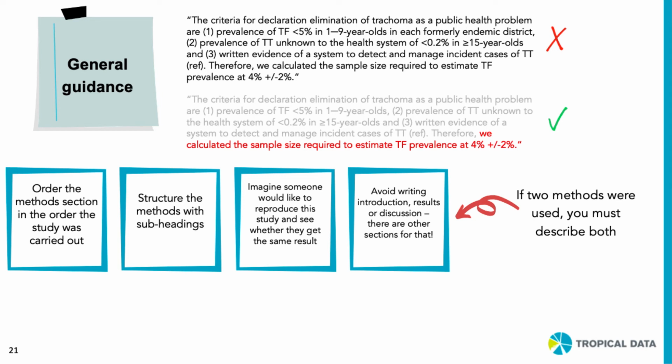It can feel natural to include background information in the methods, for example through describing the criteria for elimination to justify your sample size calculation. However, the content of the methods should be a direct description of how the study was carried out. So in the example here, it would be better to move the background information to the introduction and just include the methods detailing the methods.